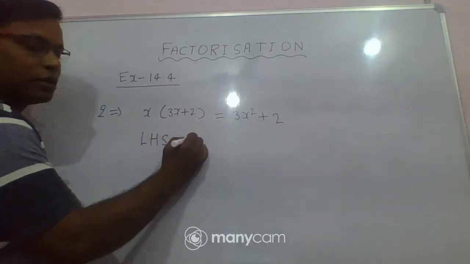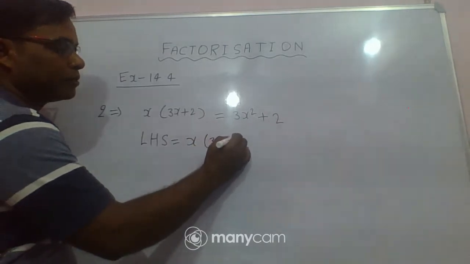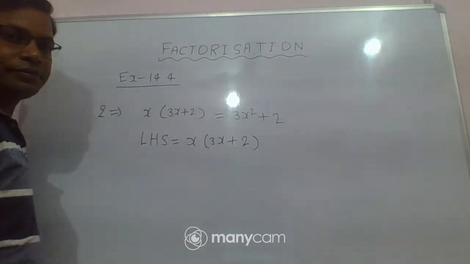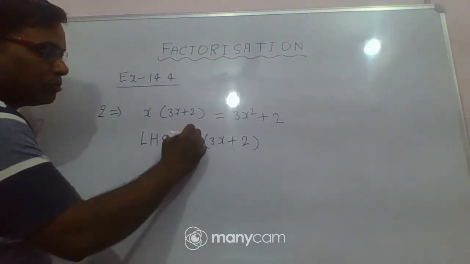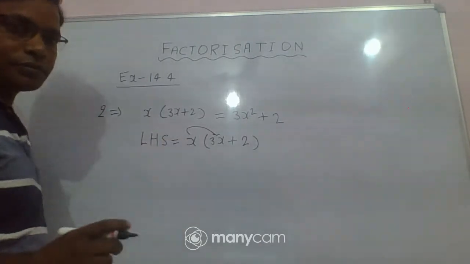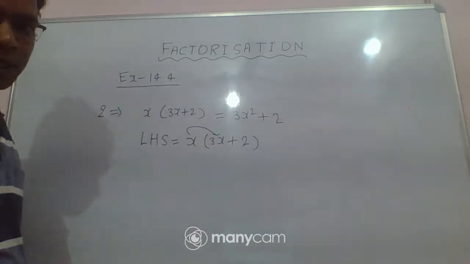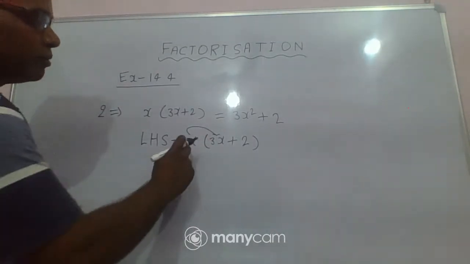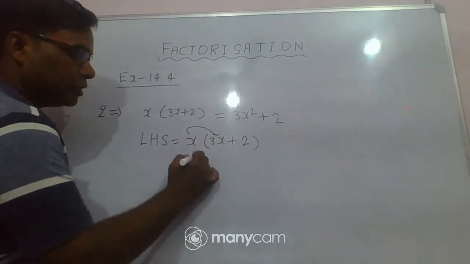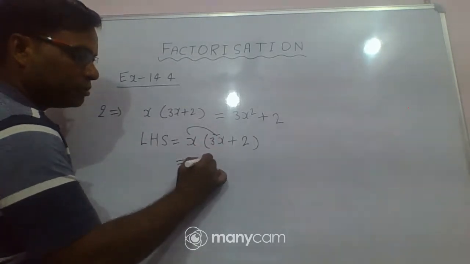We take the left hand side first. Left hand side is x into 3x plus 2. So first you multiply this x. Because x and x are like terms, multiplication is possible.